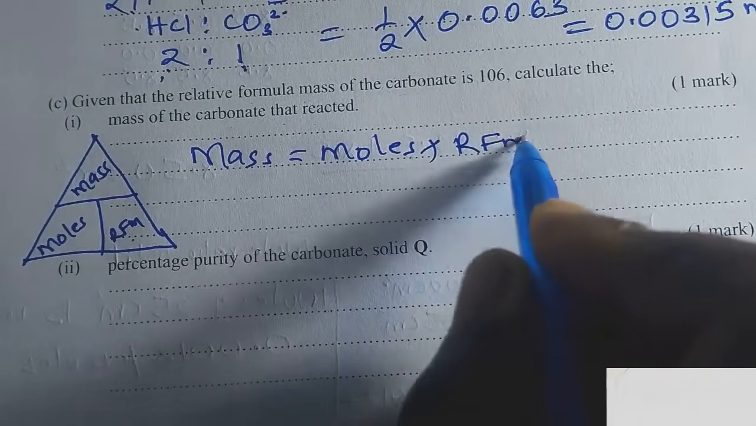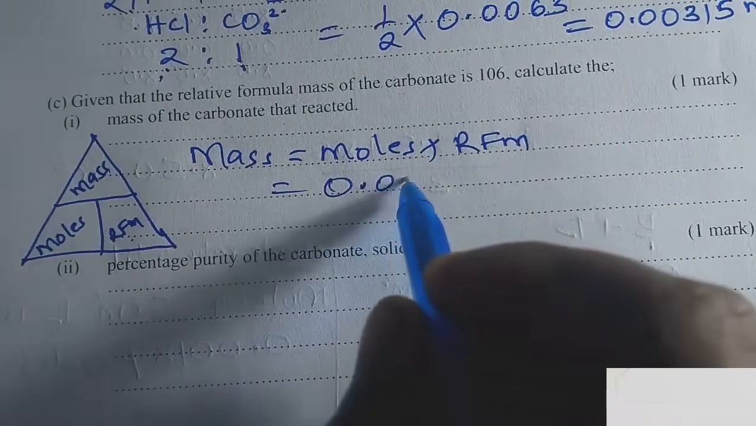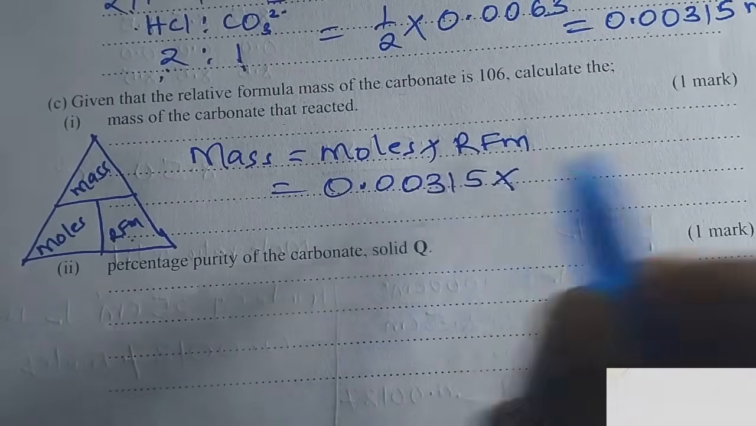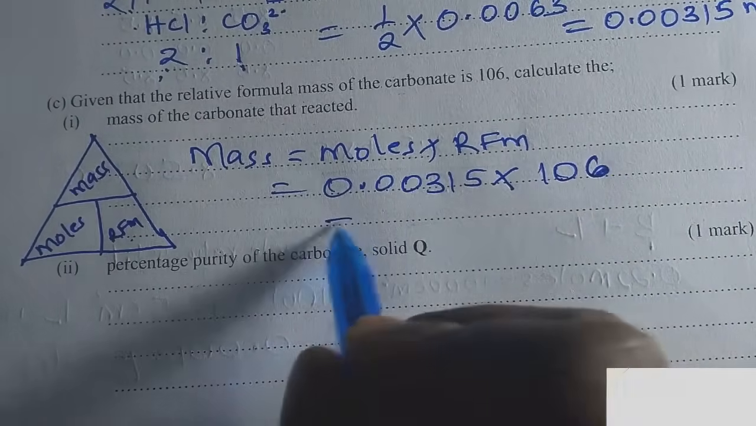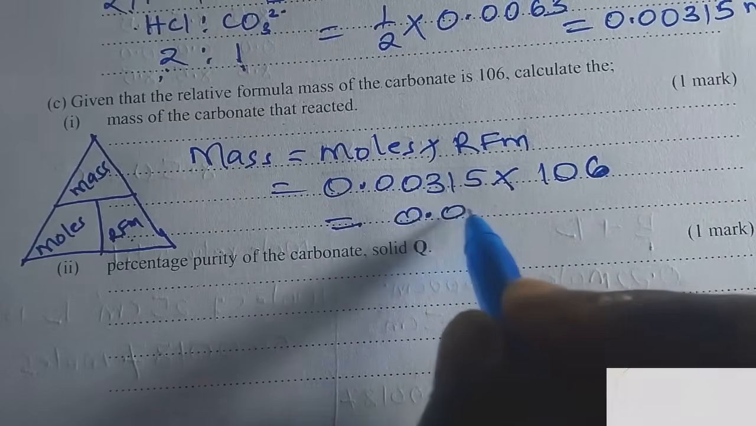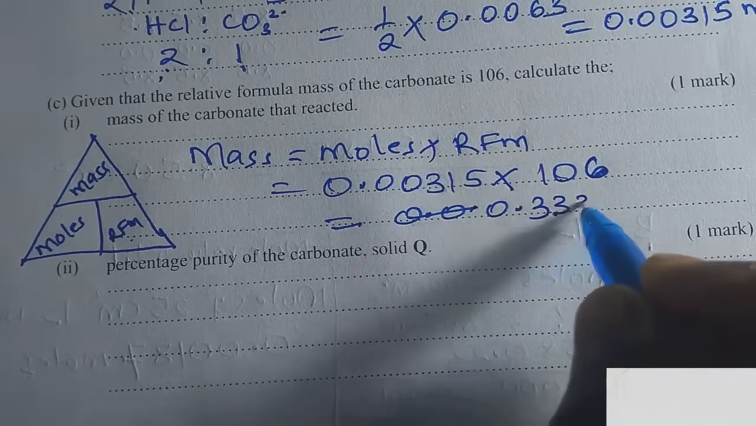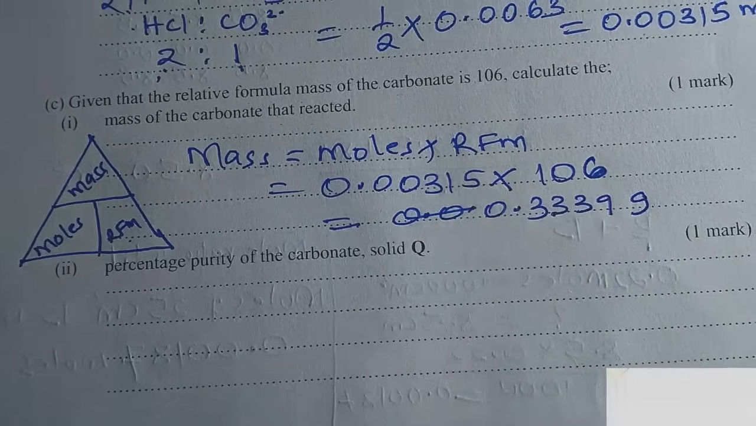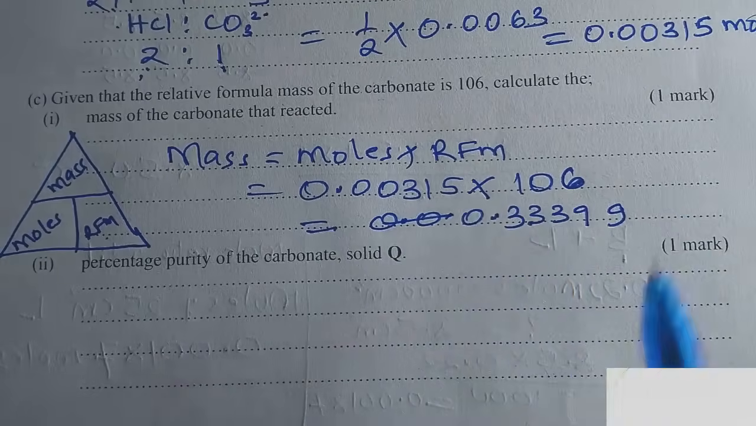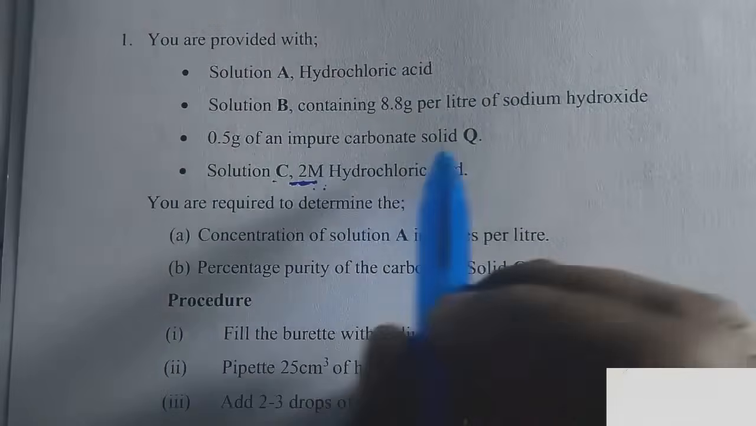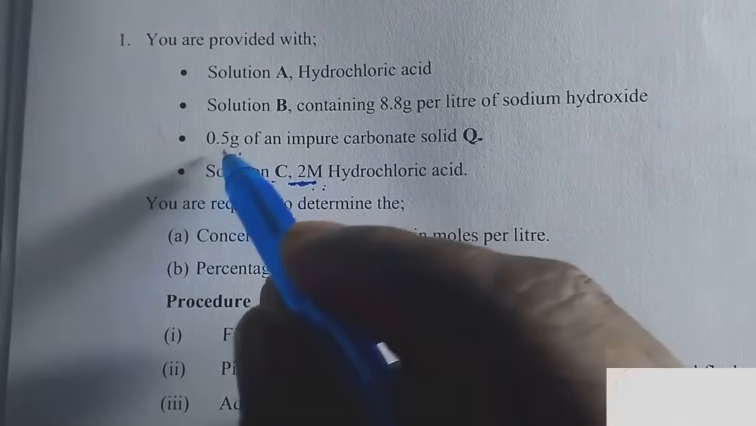So the moles of the carbonate is 0.00315. You multiply with the RFM, which is 106. And this gives us 0.3339 grams. So this is the mass of the pure carbonate. Remember the total, the solid Q, was 0.5. It means the remaining is the impure one. So we have obtained 0.3339, which is the pure one.